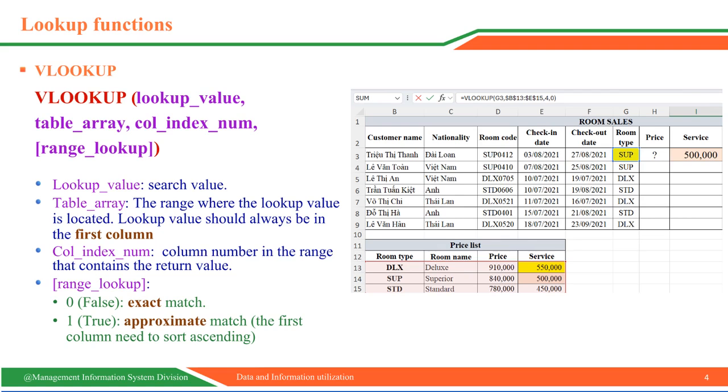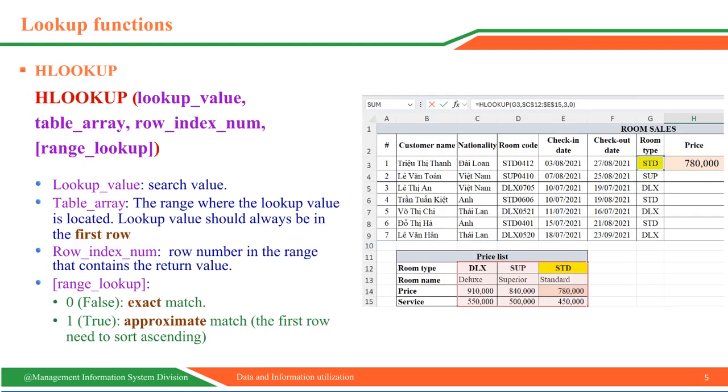Example, in a data table, to find the room rate for the first person, use the formula VLOOKUP G3, B13 to E15, 4, 0. Here, the first person's room type in G3 is SUP. The function searches for SUP in the table, range B13 to E15, and returns the value from the fourth column. The result is 500,000. Note, when copying the formula for other guests below, make sure to lock the lookup range, table array.